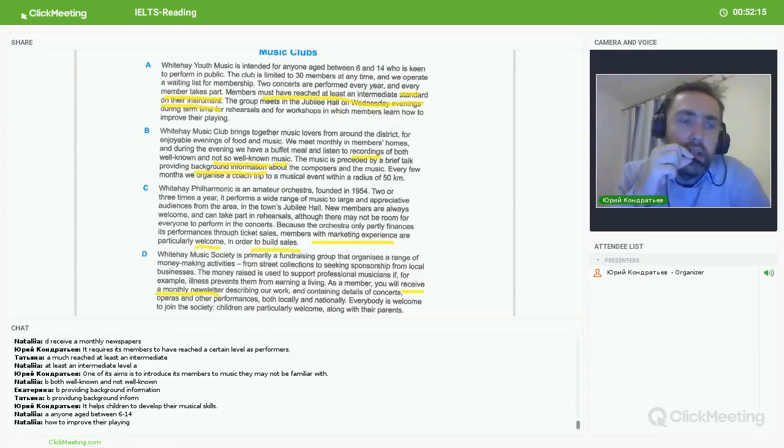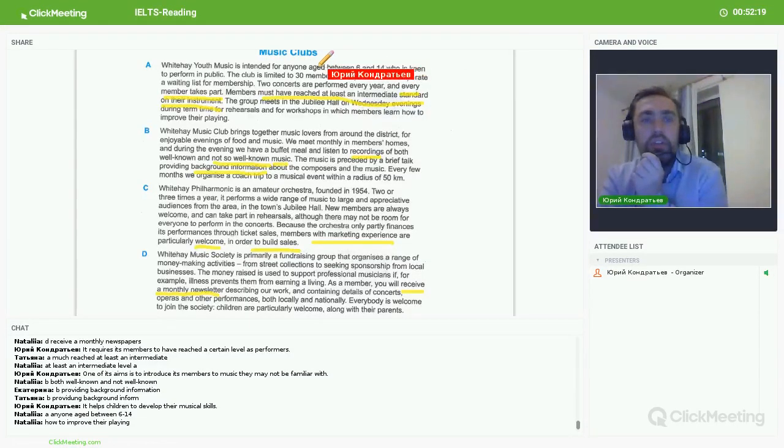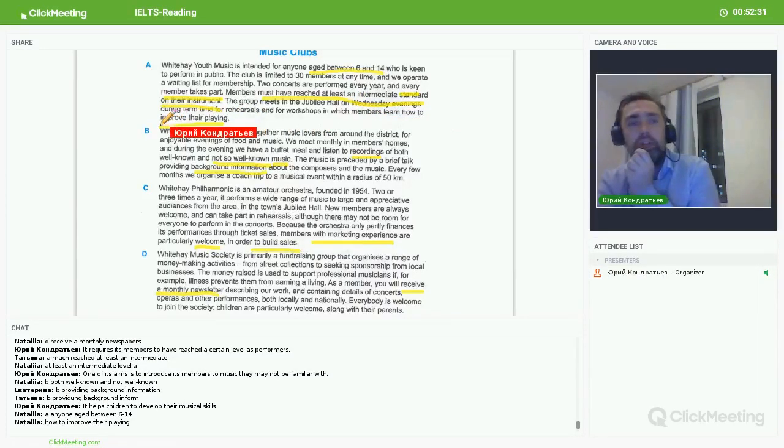Yes, so it's Natalia, that's A, anyone who is aged between 6 and 14. So these are children. Yes, and to develop their musical skills, that's to improve their playing, that's to develop their musical skills. Right, so the answer is A.